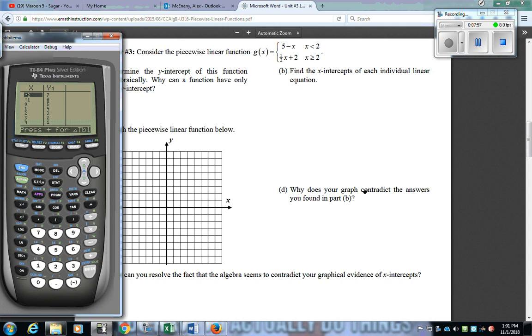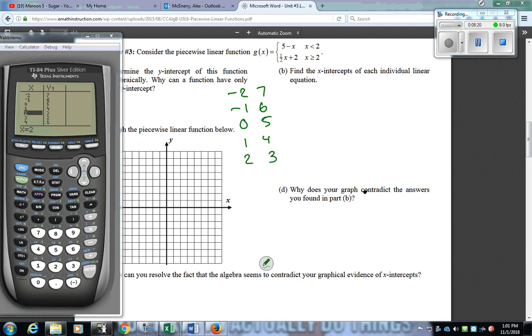It doesn't include 2, but I'm going to include that in my table. And I'm going to do a few of the points, so I'll do -2 to 2. So, let me put my table in here. So we got for this one, 5 minus x, we got -2, 7, -1, 6, 0, 5, 1, 4, and 2, 3. So, and again, this one's going to keep going.